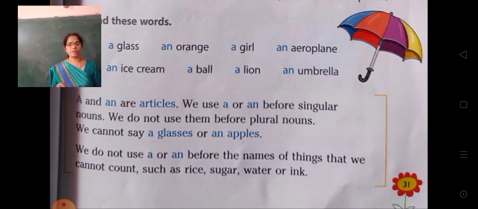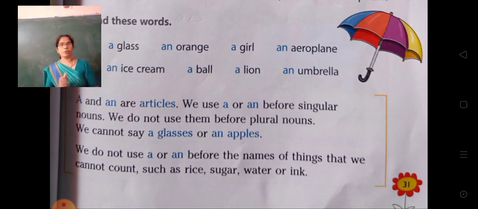See the example: we can say a glass, but we cannot say a glasses, that is wrong. And an umbrella, we cannot say an umbrellas, that is wrong. An umbrella, an apple, a glass, a book, like this we can say.